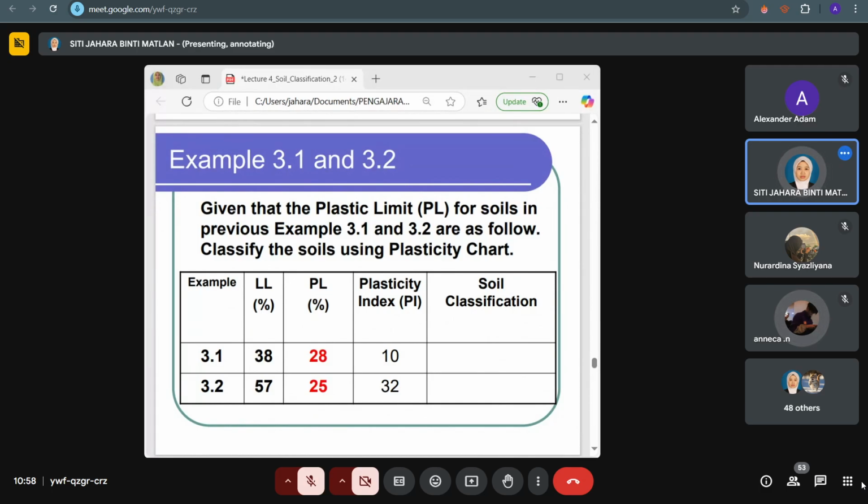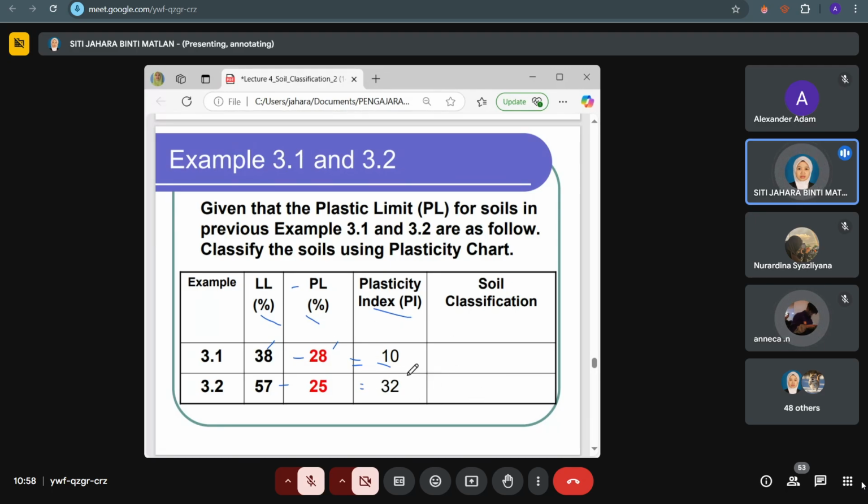So this is the example. We can classify the soil according to LL and PL value, where we can calculate the plasticity index based on the PL and LL value. The plasticity index is calculated based on the basic formula, PI equal to LL minus PL. The LL value is always larger than PL. In this case, the plasticity index for 3.1 equals 38 minus 28 equals 10. And then 57 minus 25 equals 32.